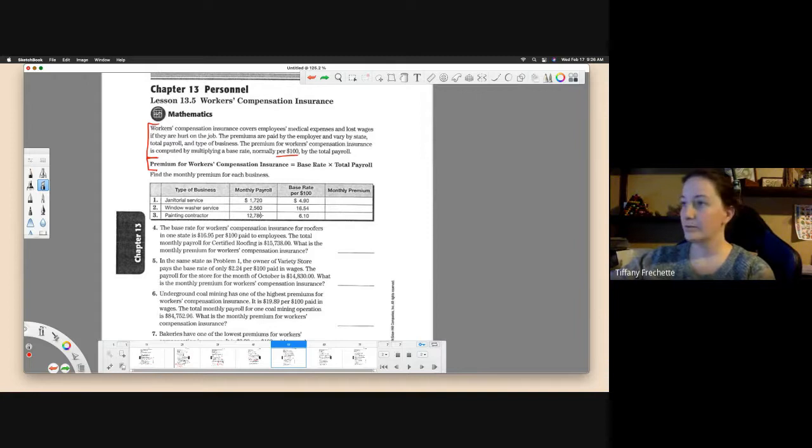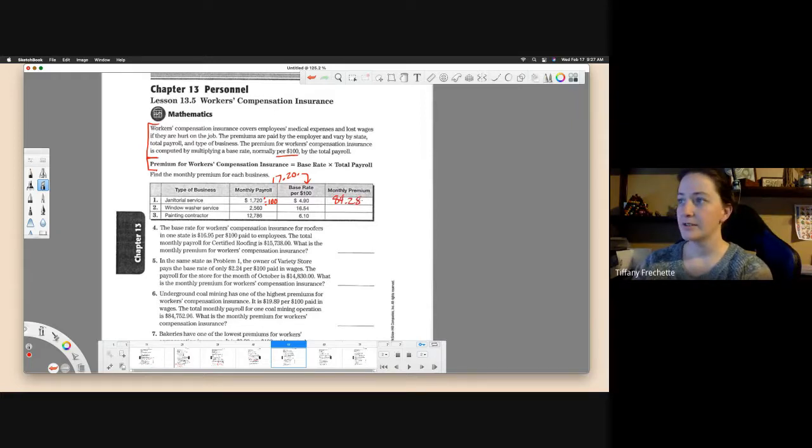So 1,720 divided by 100, so that we know how many hundreds are in here. Remember, it's per 100, so I need to know how many hundreds are in there. So really, that's just going to move our decimal over, right? It's going to give us 17.2. I'm just going to write it up here, 17.2, basically, right? And I, again, typed it in there wrong, darn it, 17.2. And then we're going to multiply this amount by the rate. So times 4.9 equals 84.28. So that's the monthly premium.